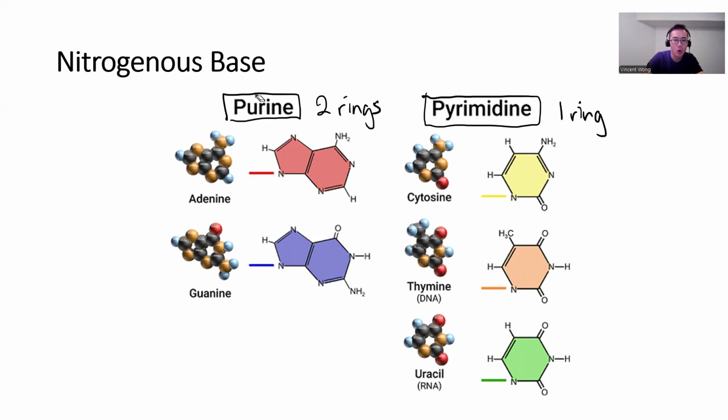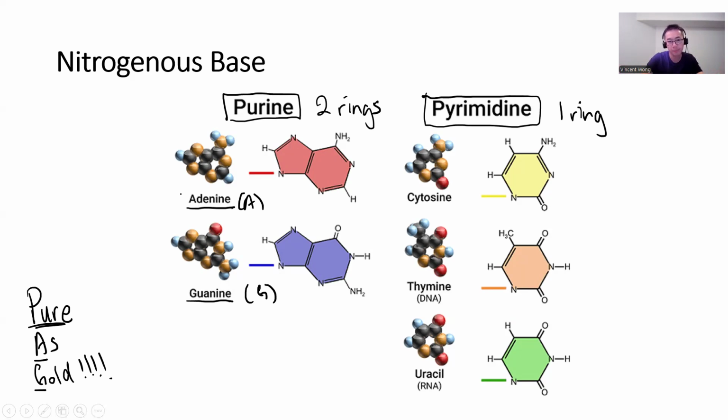And you should know which ones are the purines. So A and G are purines. A stands for adenine and G stands for guanine. To remember it, you can remember this phrase, pure as gold. So purines are A and G, adenine and guanine. Everything else is pyrimidine. A and G, purine, two rings.